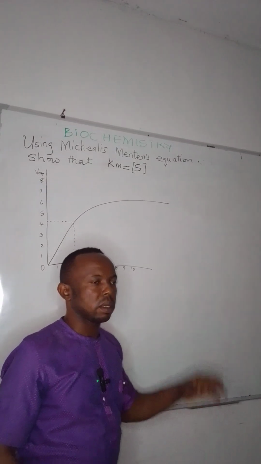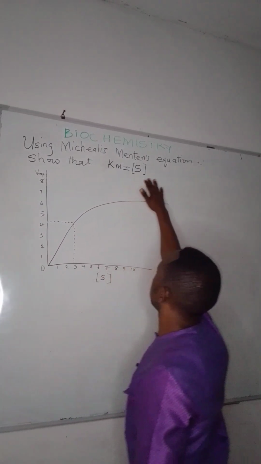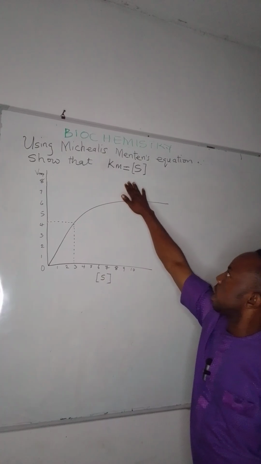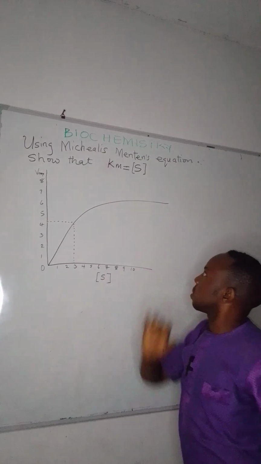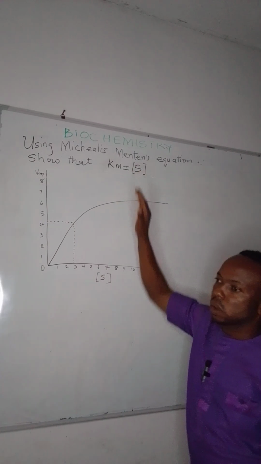Welcome back. Today we are looking at this question using Michaelis-Menten's equation. Show that Km is equal to substrate concentration.